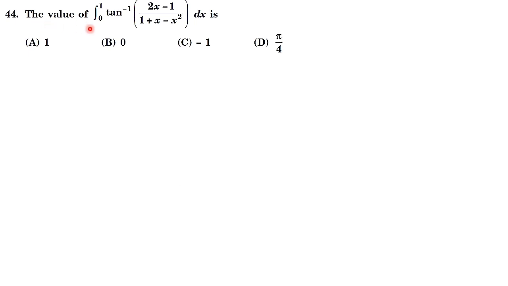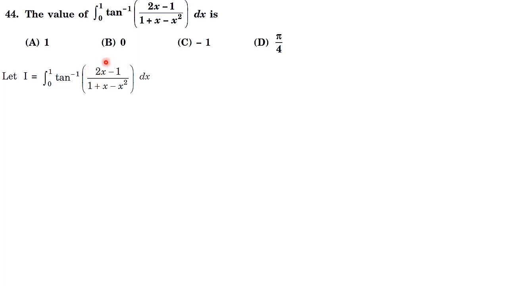The value of integral 0 to 1 tan inverse of (2x minus 1)/(1 plus x minus x square) dx is, there are 4 options. We need to choose the correct one. Let's take this as I is equal to integral 0 to 1 tan inverse of (2x minus 1)/(1 plus x minus x square) dx.